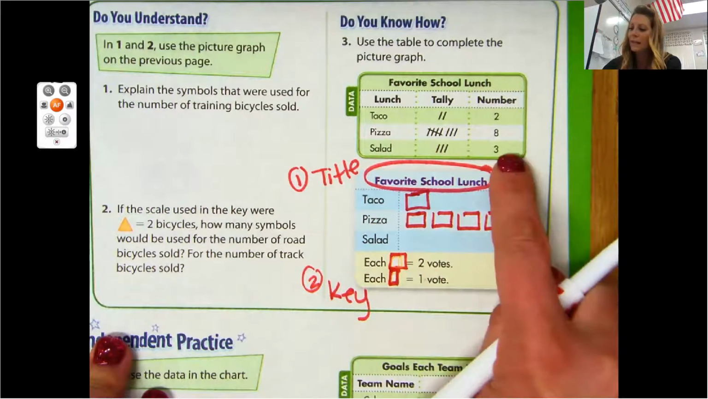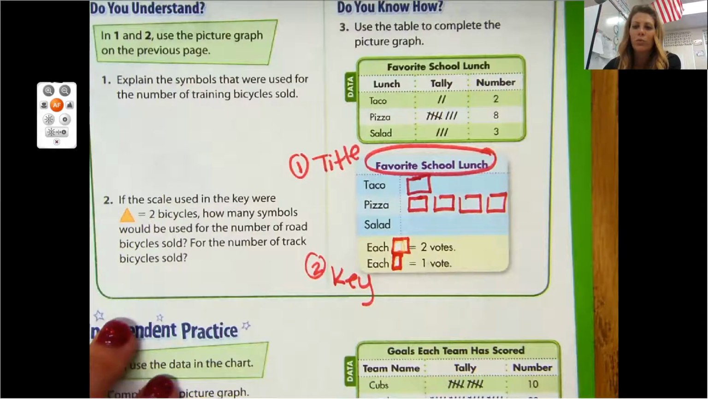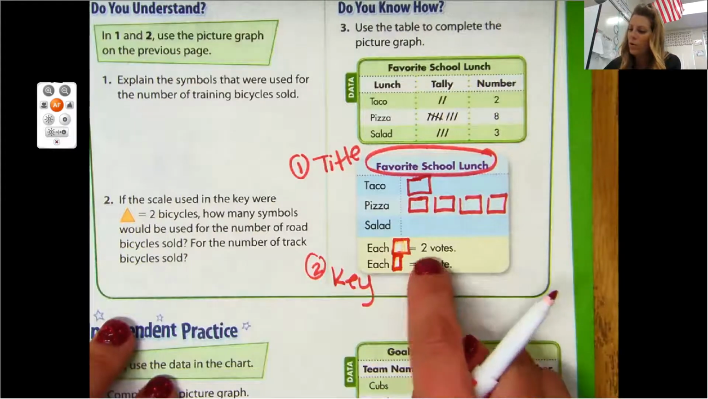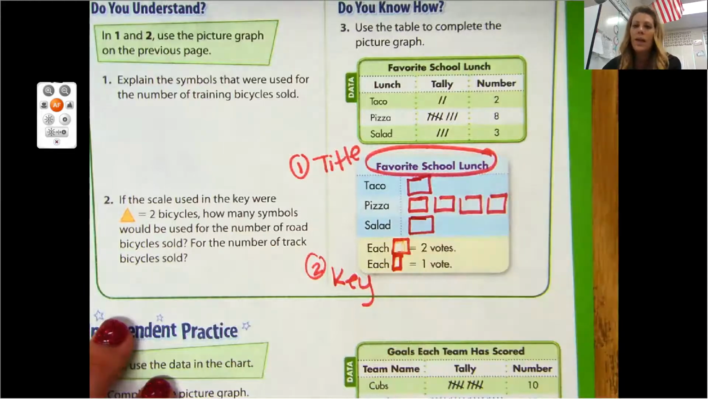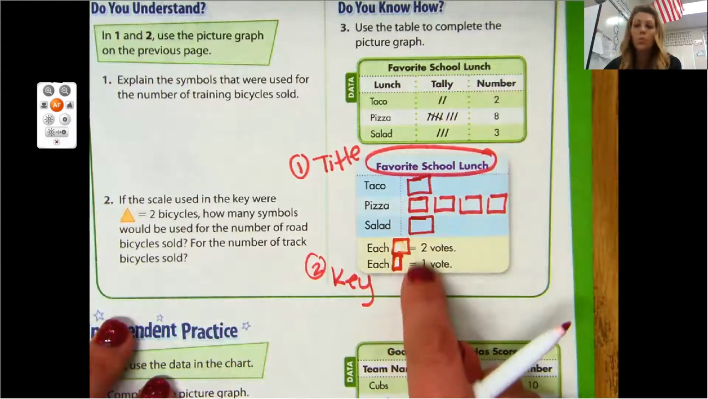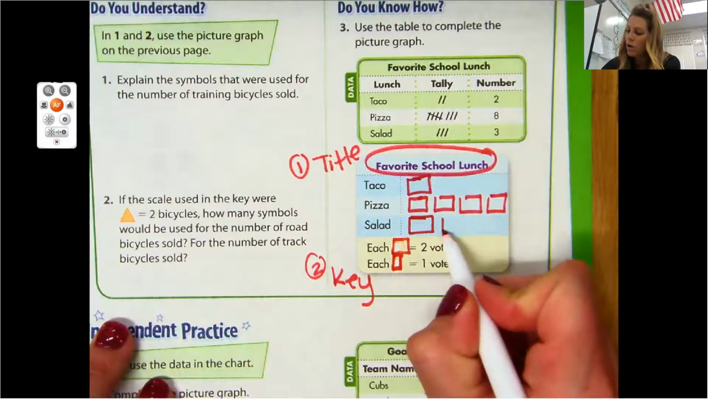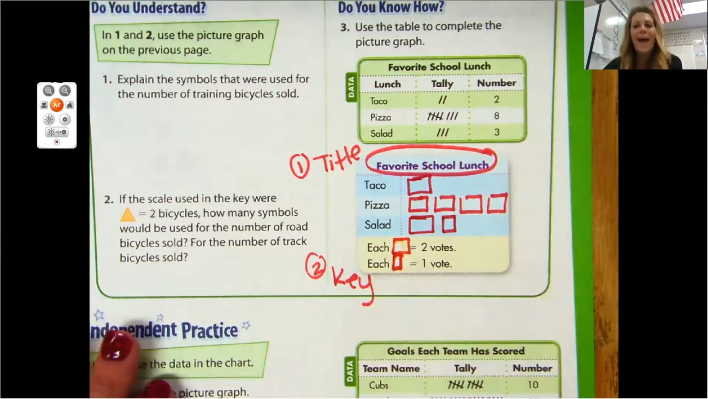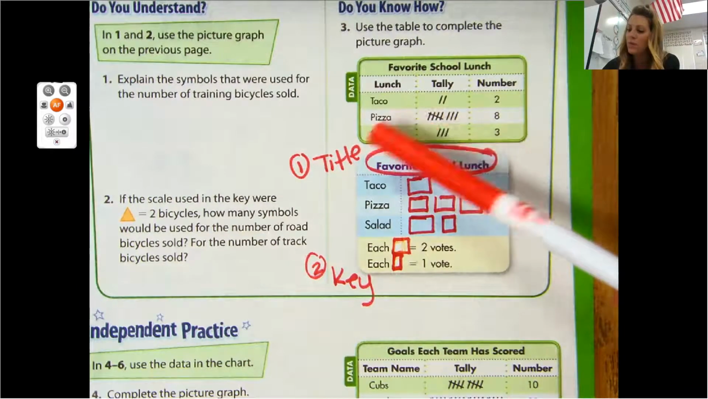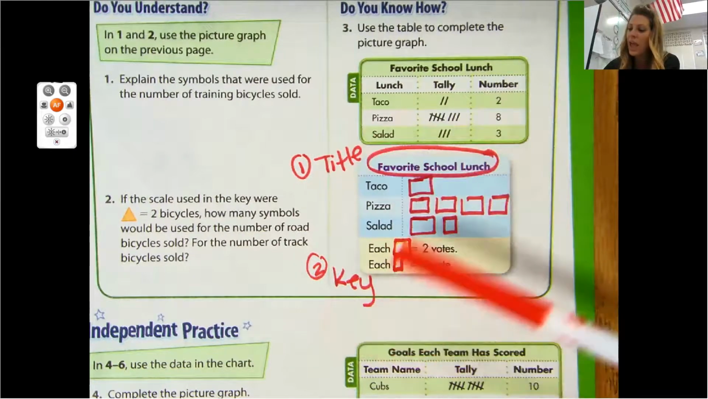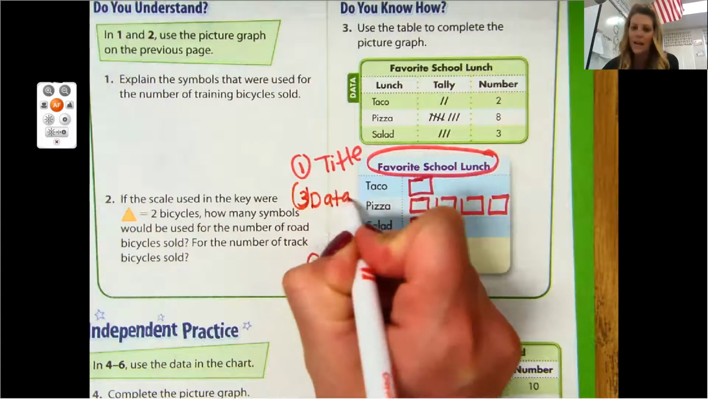And then for our salad, we have 3. What do you think it's going to look like to make 3? Well, if we know a whole box equals 2, and 2 plus 1 equals what? 3, we would draw 1.5 boxes. Okay, so your steps are the title, the key, and then step 3 is the data.